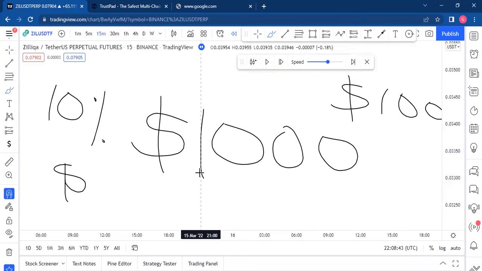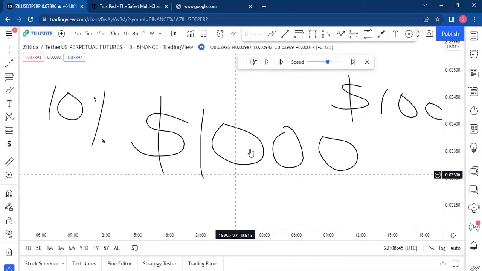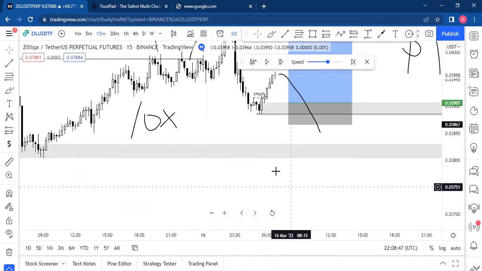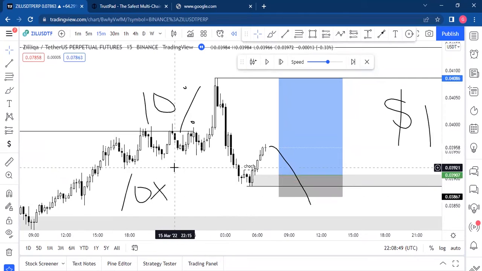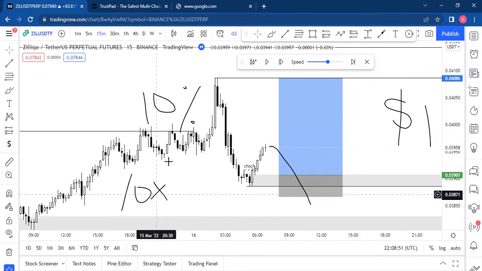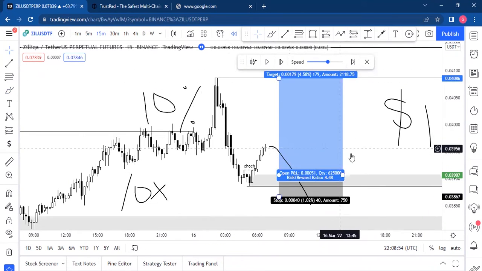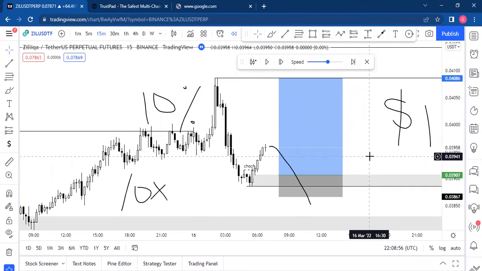For someone that uses $500 to go into that particular trade, and uses the same 10x leverage, the person will be losing $50. $50 is 5% of his portfolio. So the person is fair.